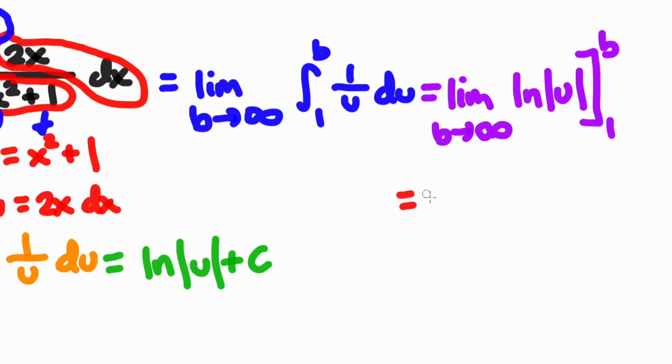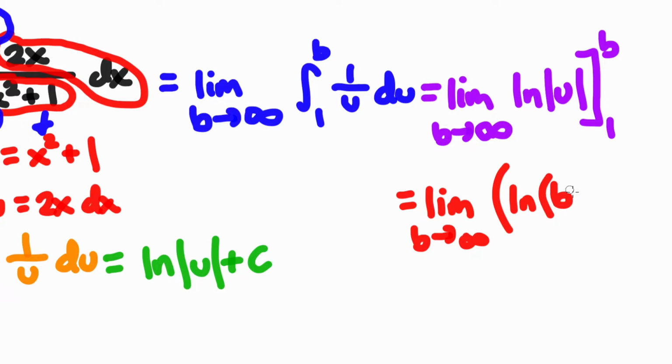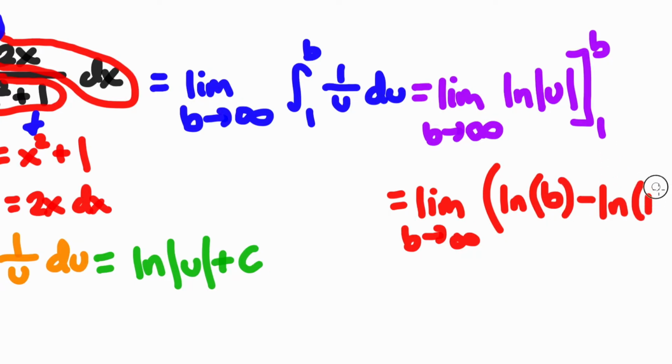All right, from here we're going to simplify things. We're going to plug the b in to this ln u, so you're going to end up with ln of b minus, then we plug the 1 in, ln of 1. Okay, well, ln of 1 is 0, so we can just get rid of that. You plug in b, ln goes to infinity. So if you plugged in infinity here, ln of infinity is just infinity, and you end up with your answer.